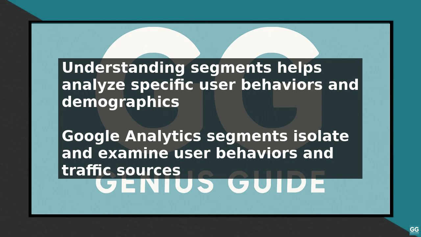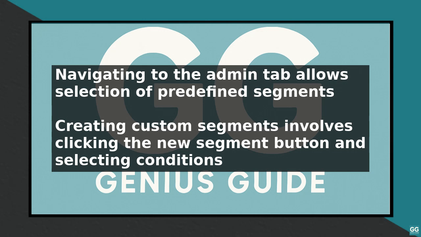First, navigate to the Google Analytics dashboard and select the reporting view for which you want to create a segment. Then click on the Admin tab and select Segments from the options. Google Analytics provides a variety of predefined segments, such as mobile traffic, organic traffic, or returning users, which can be used as a starting point.